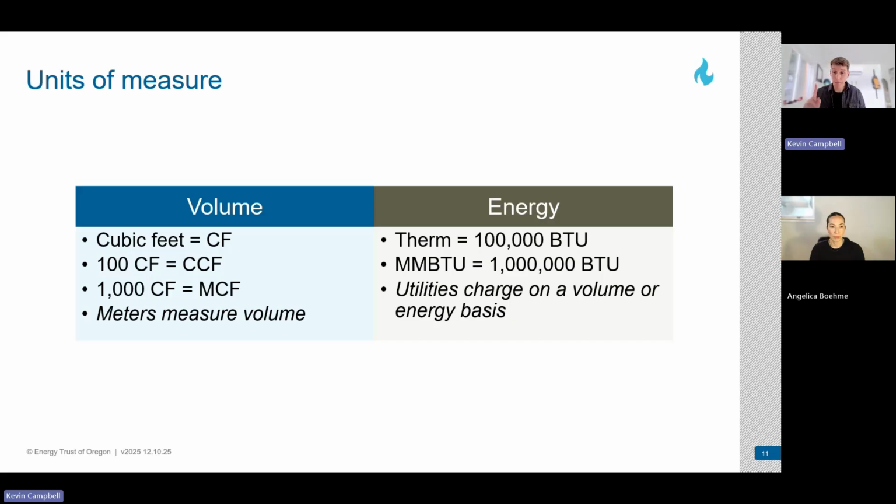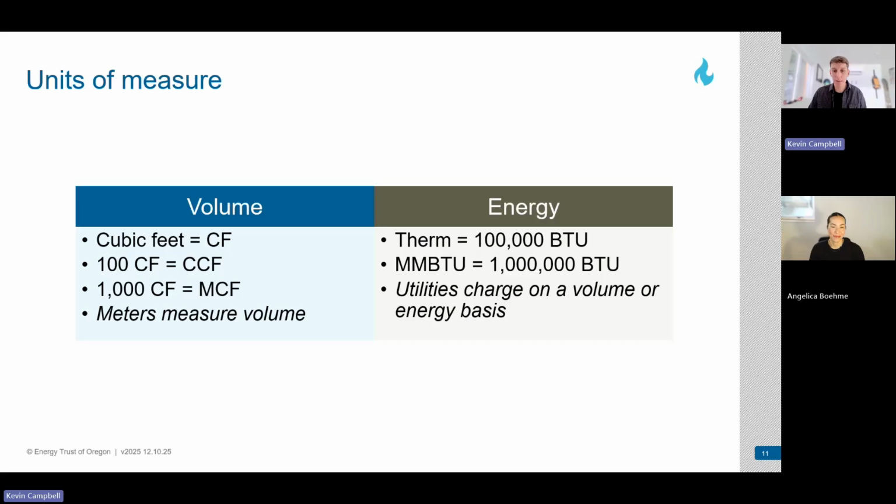Now, one therm is equal to 100,000 BTUs. You may also see it on your bill as an MMBTU. Some natural gas utilities bill based on MMBTUs, which is equal to 1,000,000 BTUs. Just a little side note here, a BTU stands for a British thermal unit, and 1 BTU is the heat required to raise 1 pound of water 1 degree Fahrenheit.